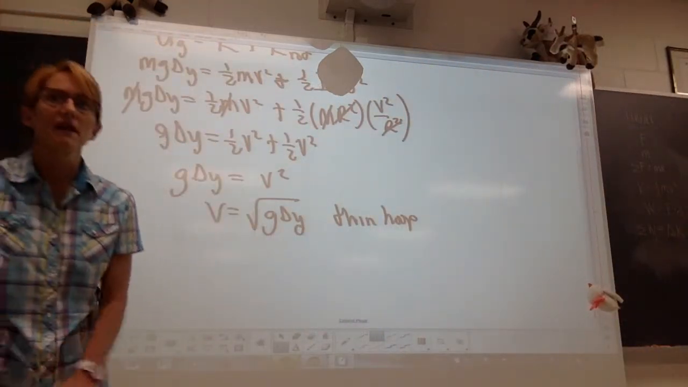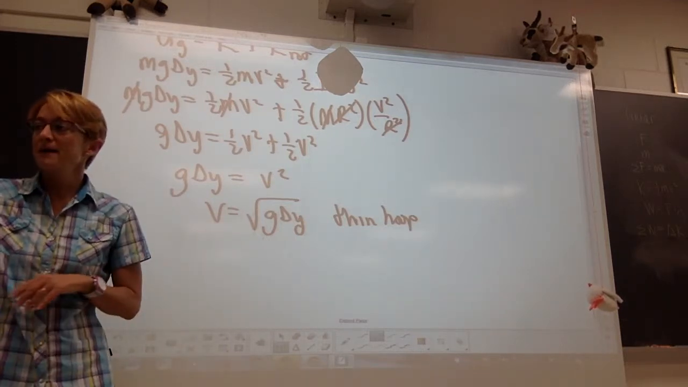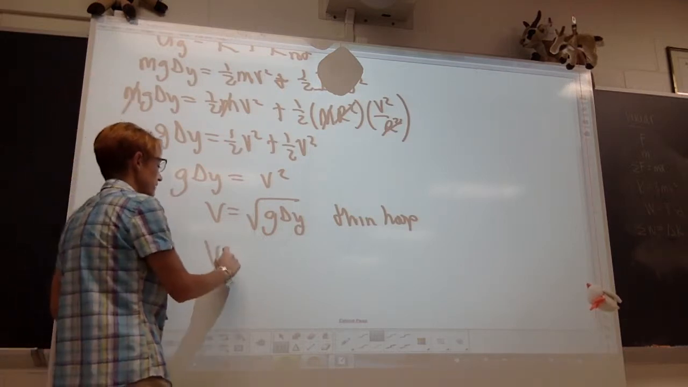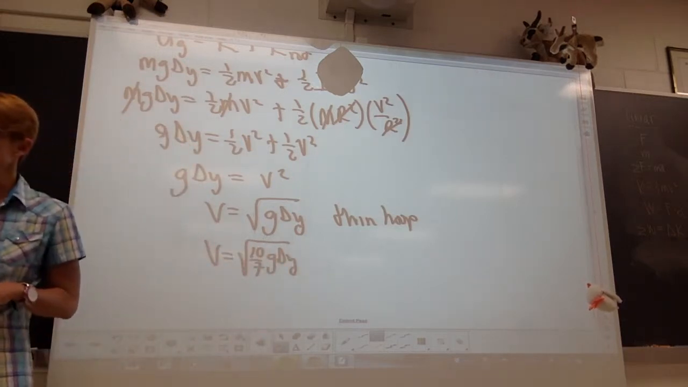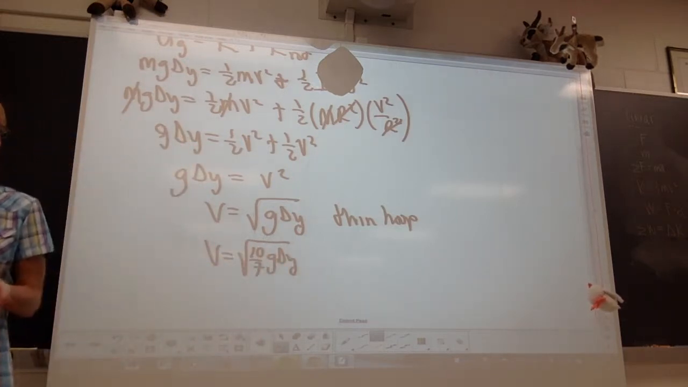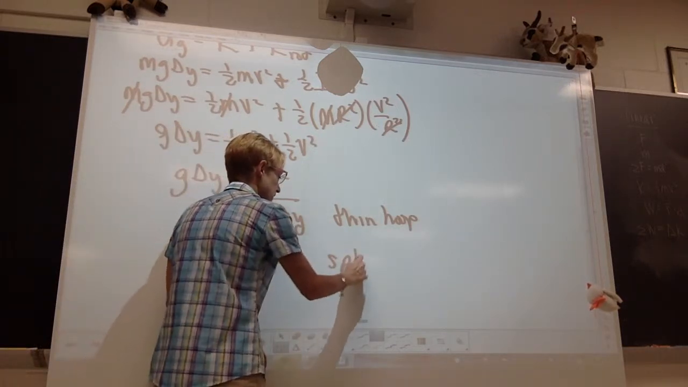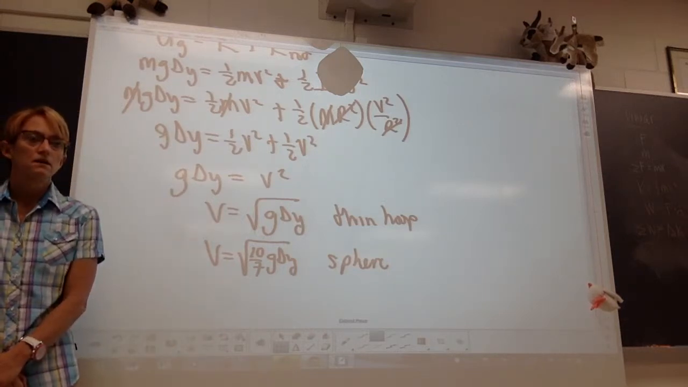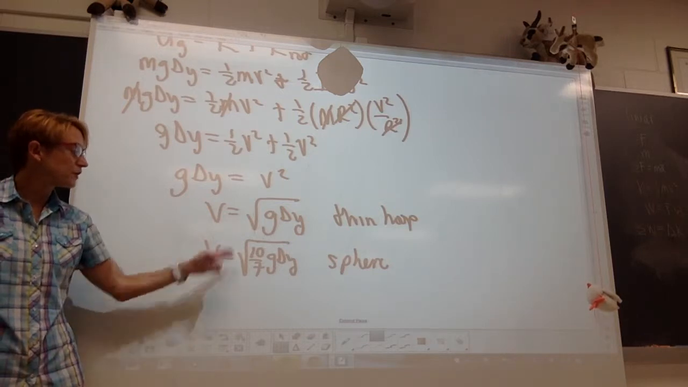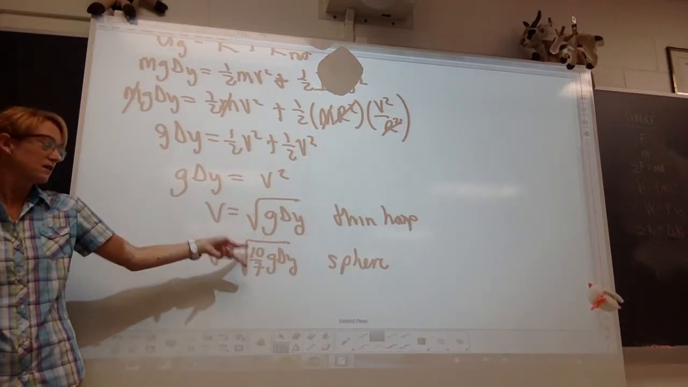So, are we there? Right, this is the thin hoop. My spheres, you guys should have ended up with 10/7 G delta Y. So, why does the sphere beat the hoop? This is the sphere. That's the thin hoop. Its velocity is just bigger. Isn't root 10 over 7 bigger than 1? See what I'm saying? Root 10 over 7 is bigger.